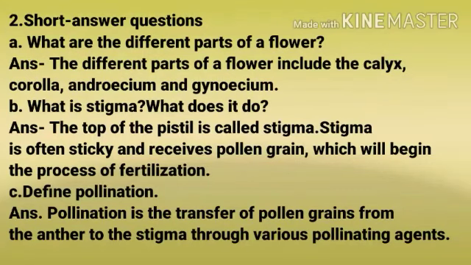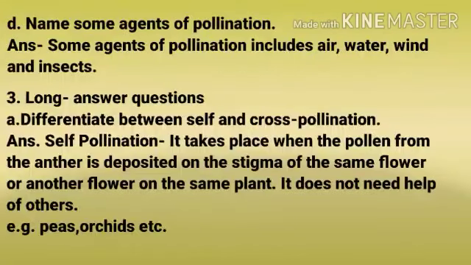C. Define pollination. Answer. Pollination is the transfer of pollen grains from the anther to the stigma through various pollinating agents. D. Name some agents of pollination. Answer. Some agents of pollination include air, water, wind and insects.